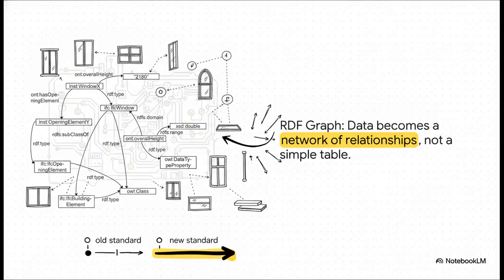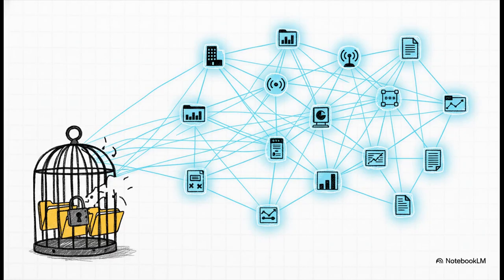Instead of a spreadsheet with rows and columns, your data becomes this incredible network, this web of connected facts. You can see right here that window X is linked to its type, which is FAC window, and it's also linked to its height, 2180. Every little piece of data is just a node in a giant connected graph. And when you structure all your data this way, you create a genuine web of data. Our building information is no longer trapped in some file on a server somewhere. It's part of the World Wide Web, and you can link to it and search it from anywhere, just like a website.